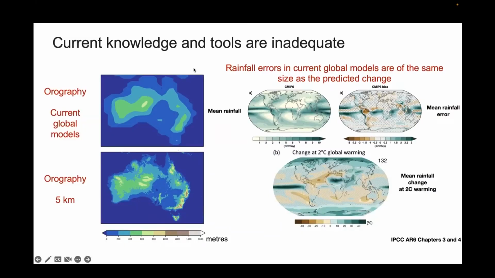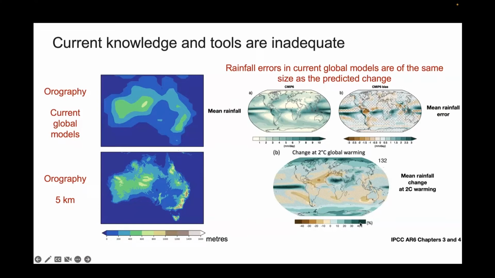Right now, our current tools are pretty inadequate. This is an image of Australia, and 100-kilometer orography is on the top and 5-kilometer orography is on the bottom. You see it's much more realistic. The other interesting aspect is that while global climate models are very good, if you look at things like the rainfall errors, this is the mean rainfall, and this is the bias in the rainfall. And this is the change in rainfall projected for 2-degree warming.